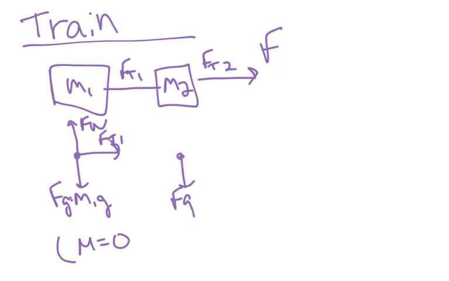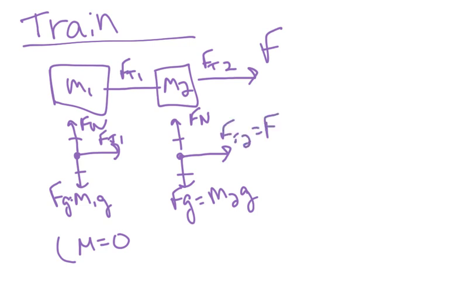M2 would be M2 times the gravitational field strength. It's got a normal force. Of course, these two are equal to each other if it's on a level surface and it's not accelerating vertically. I have Ft2 here, but that's equal to the force that's given. I have Ft1 pulling back. So here are my third law pairs.